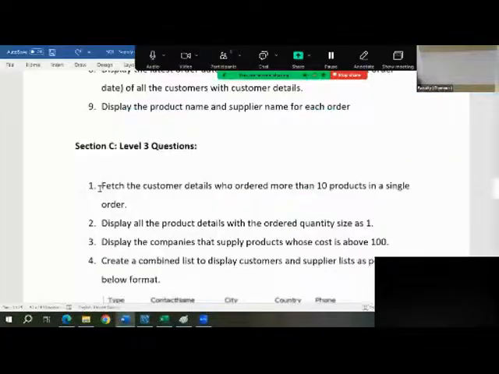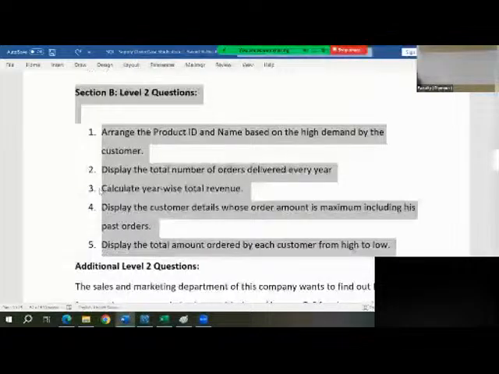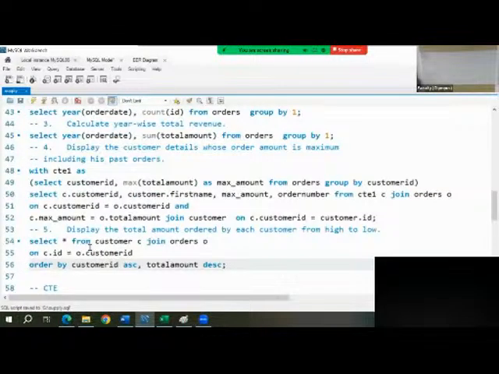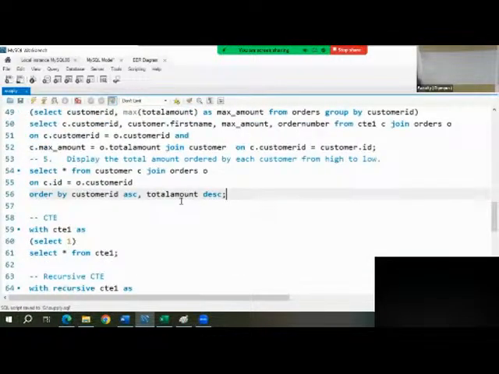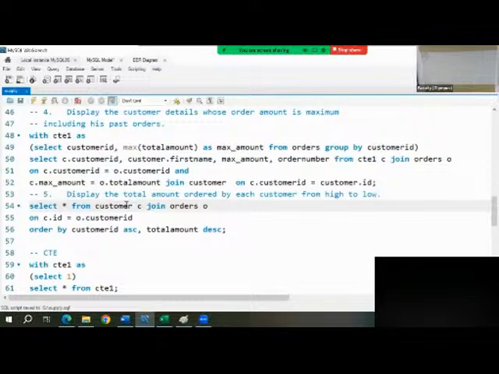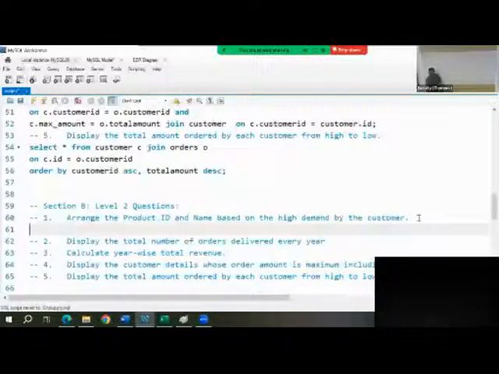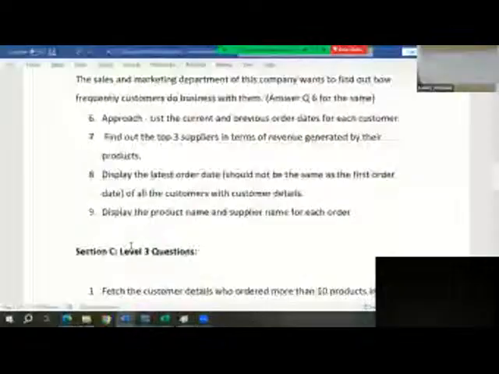Okay, let's go to level 2. Only level 1 we have solved. Okay, let's complete this, then we'll move on to level 2 questions. Okay, fine. So level 3 it is.